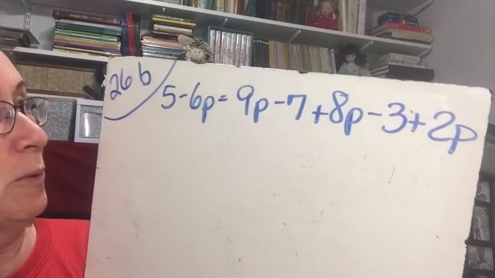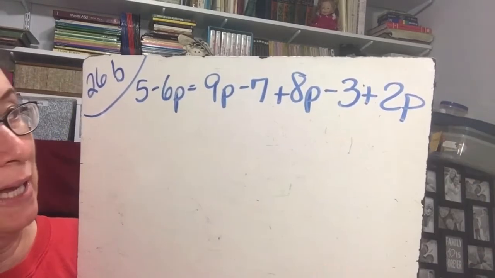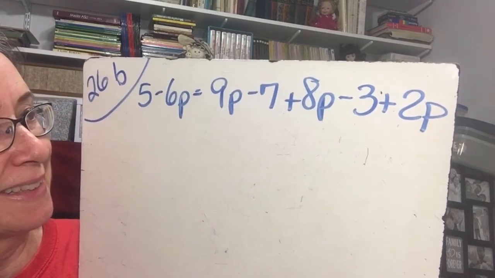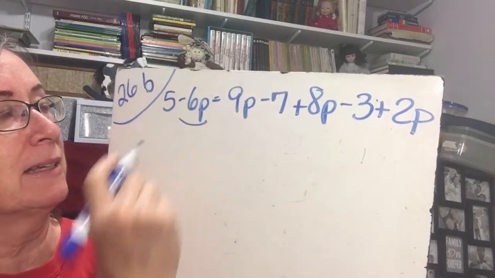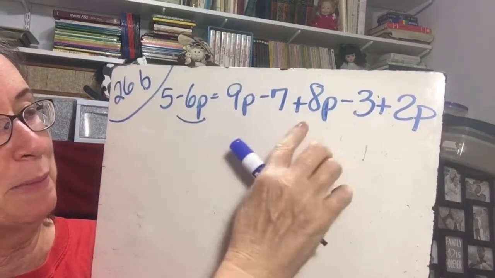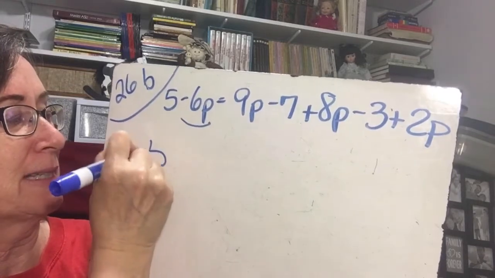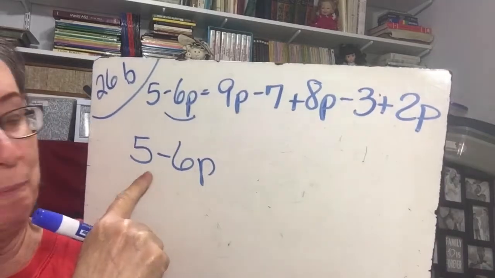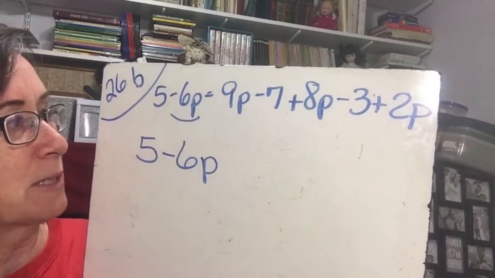Okay, so here we're on practice problem B. Copy the problem down and pause your video. Okay, so now we're going to get all the p's on the left-hand side, but look how many p's we have on the right-hand side. So the left-hand side is already as simplified as we can get it because we have a non-p term and a p term. We can't add those together or subtract them.